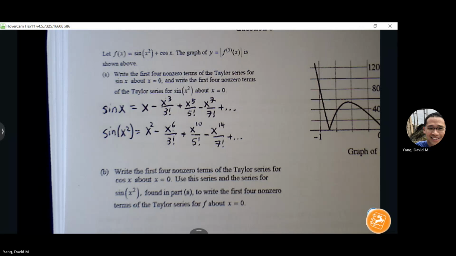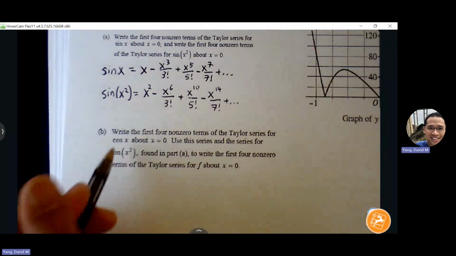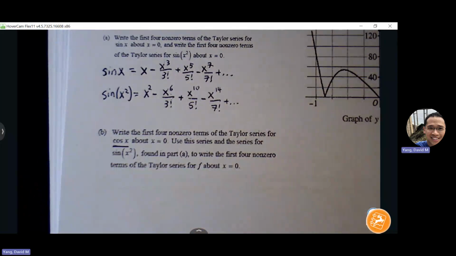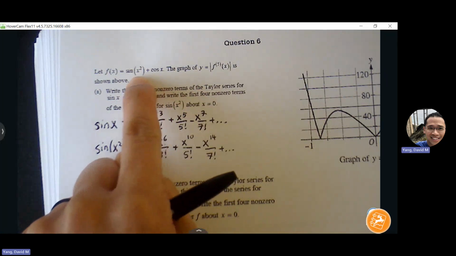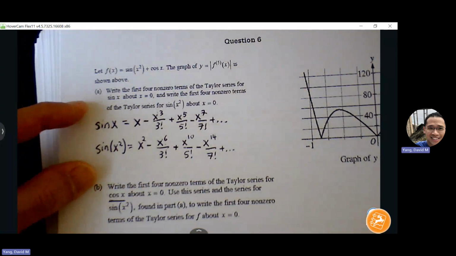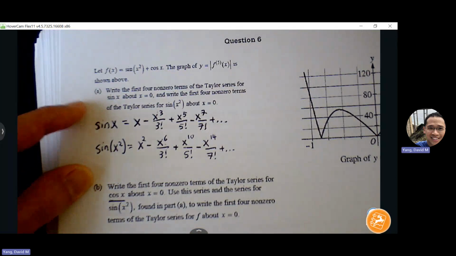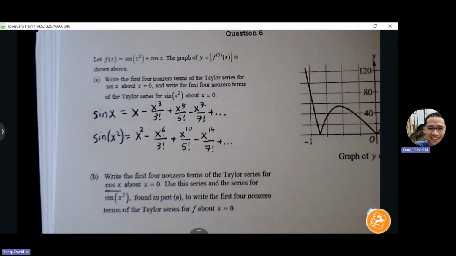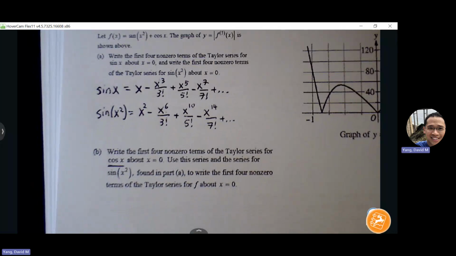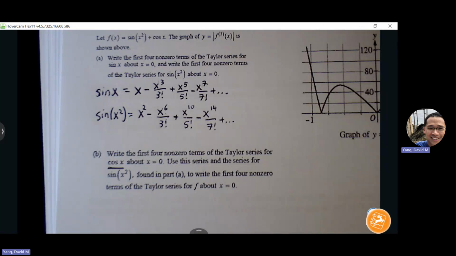Part B, write the first 4 non-zero terms of the Taylor series for cosine of x. Use the series for sine of x squared found in part A to write the first 4 non-zero terms of the Taylor series for function f. So, they could have told us from the very beginning just to write the Taylor series for sine of x squared plus cosine x, but they're kind of building it up for us, right? They say, okay, do one thing at a time. They're helping the students structure their information there. So that's nice to have this problem broken up into 2 parts.